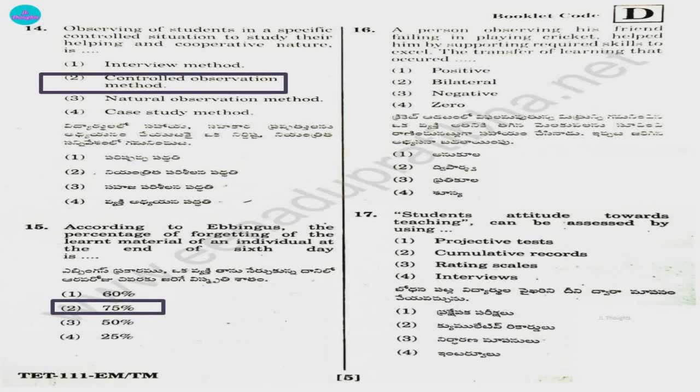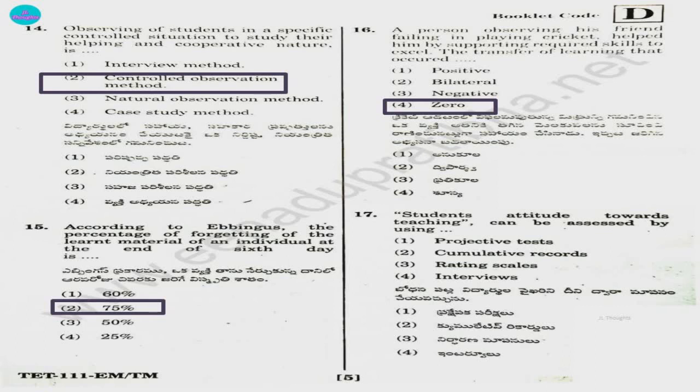Question number 16. A person observing his friend failing in playing cricket helped him by supporting required skills to excel. The transfer of learning that occurred is positive, bilateral, negative, or 0. Answer is 0, because he has taught what he knows to the others. He has not transferred his learning. So here the transfer of learning is 0.